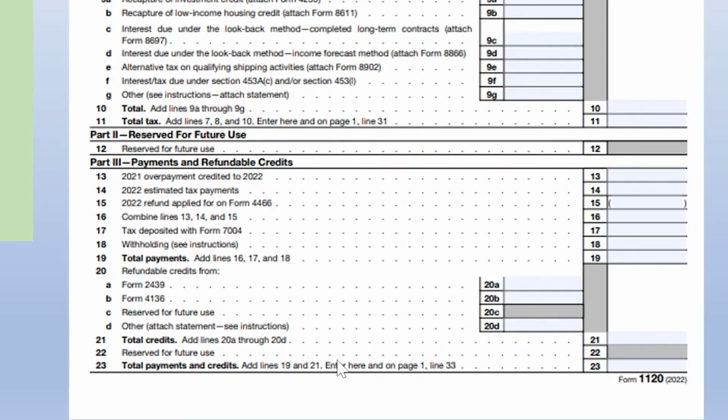And then section 3 is the payment. So if you make any estimated tax payment, or have an overpayment carried over from last year, you report on 13, and on 14 you report an estimated tax payment, and then all other refundable tax credits right here, or if you make a payment with the extension, you put it all right here. So you go line by line, fill in the tax payments and tax credits you have, and the total will come up as the total payment and credit. Both total tax and total payment and credit will go to page 1.